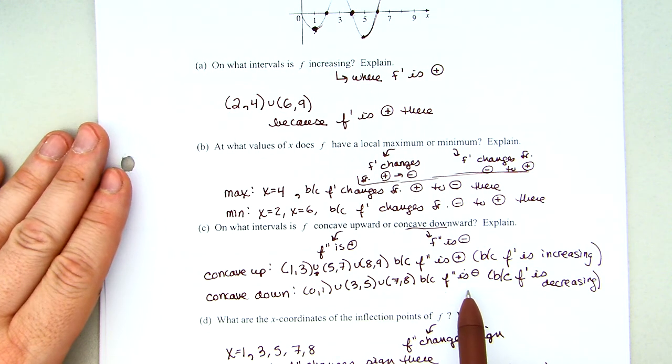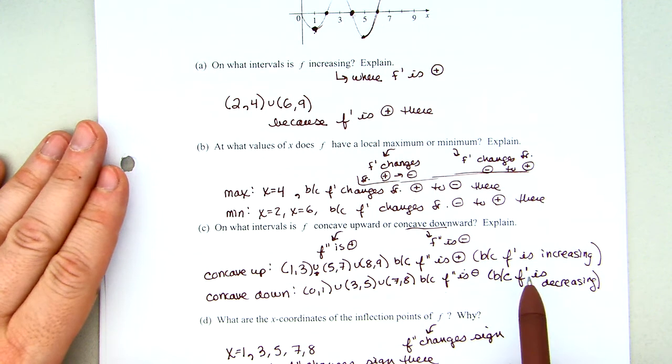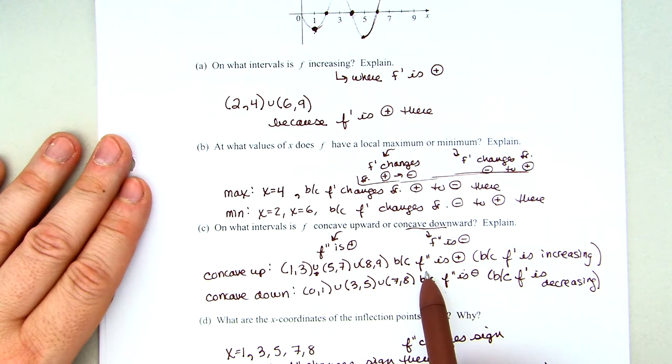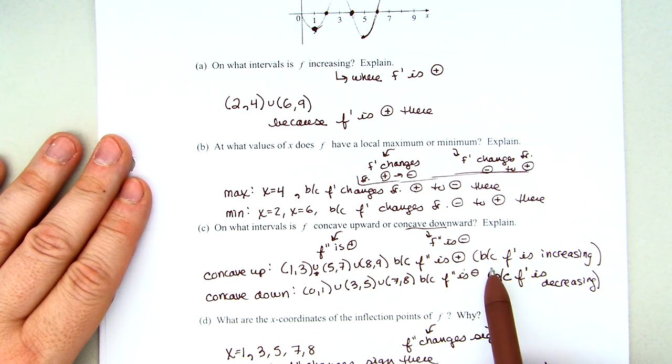Then I added in the whole College Board wants you to talk about what's going on with f prime. How do you know f double prime is positive? Because f single prime is increasing.